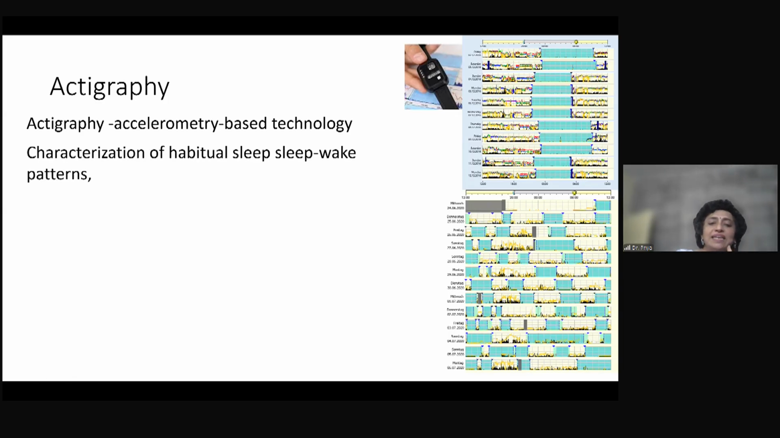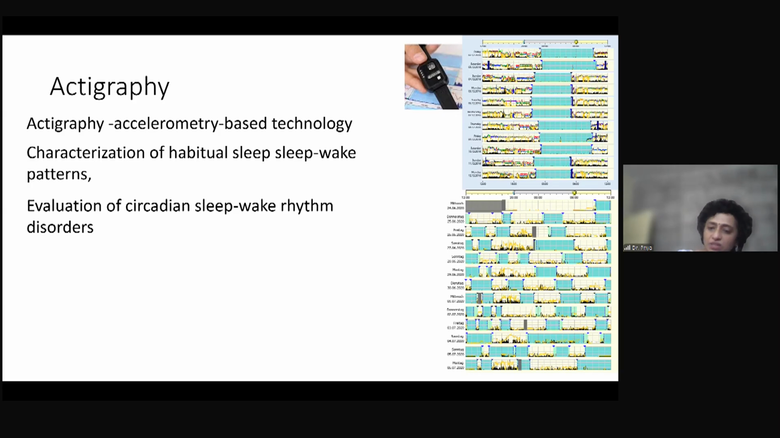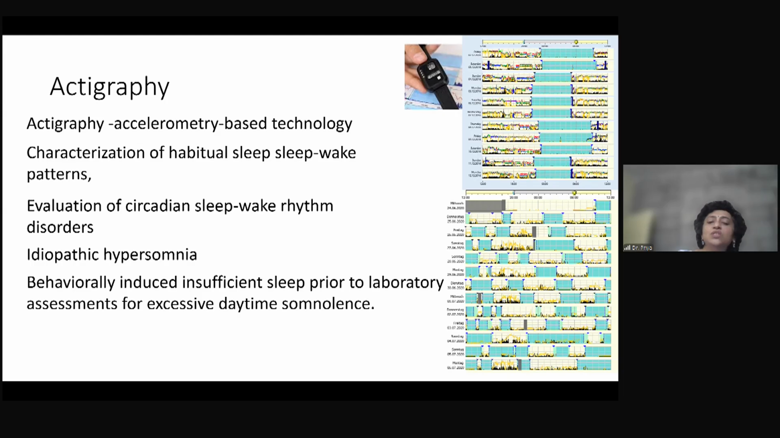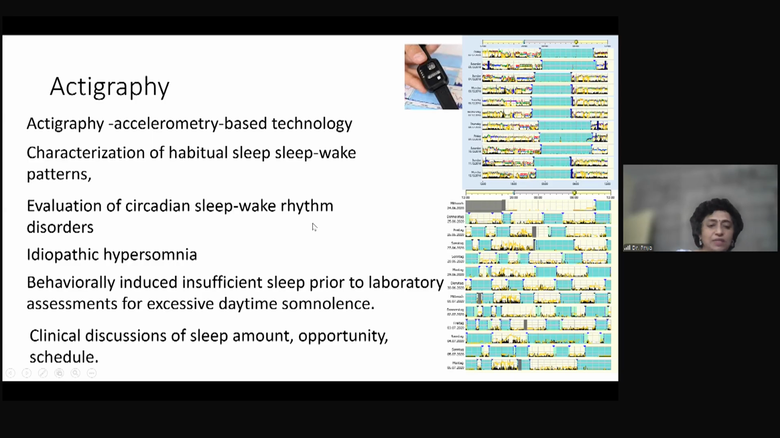So it can help us understand the habitual sleep-wake patterns, and evaluate circadian sleep-wake rhythm disorders, idiopathic hypersomnia, or behaviorally induced insufficient sleep. A person who might be sleeping like this might feel that he's not sleeping well and might complain that I don't sleep at all. This will be proof to him that you are sleeping well. And you'll have to evaluate some other cause for excessive daytime sleepiness.